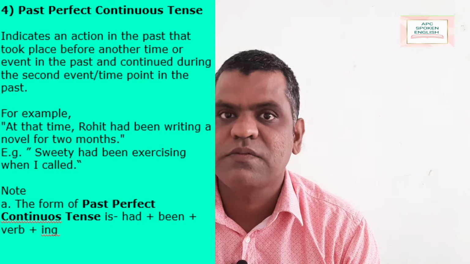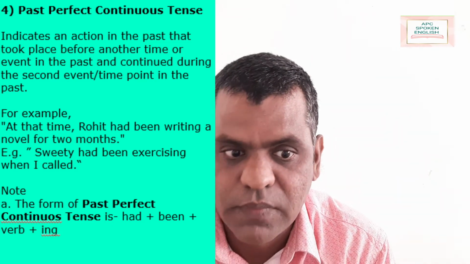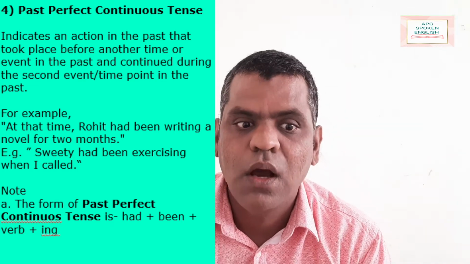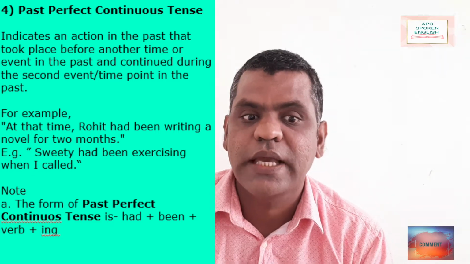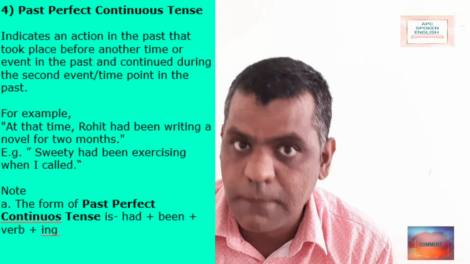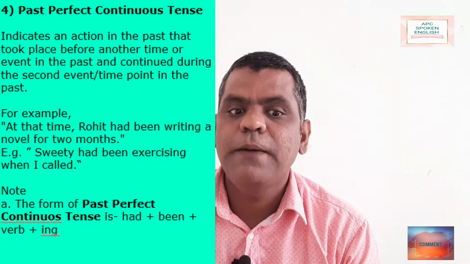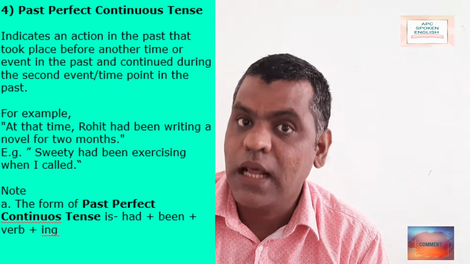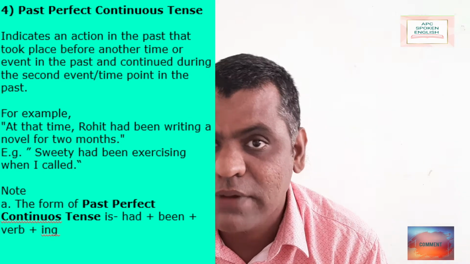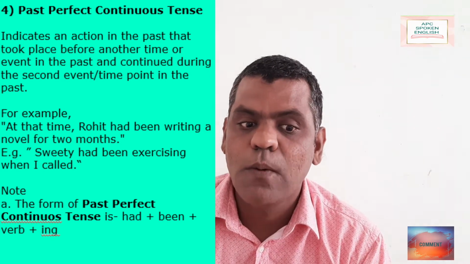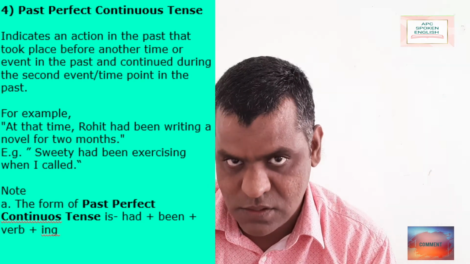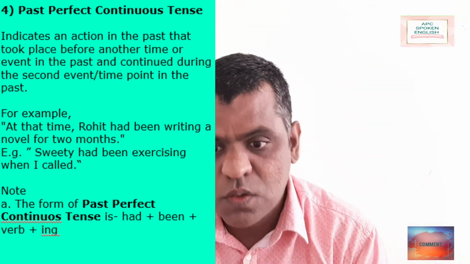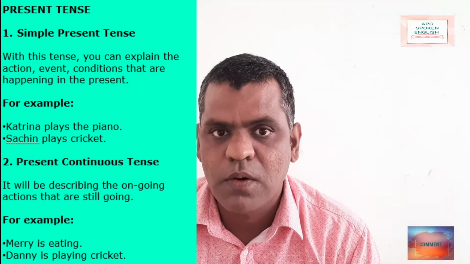So let us come to the past perfect continuous tense. It indicates an action in the past that took place before another time or event in the past, and continued during the second event time point in the past. For example, at that time Rohit had been writing a novel for 2 months. Had been writing, keep in mind. Then another example, Sweetie had been exercising when I called. Had been exercising. So the past perfect continuous tense verb form is had plus been plus verb-ing, that we have to keep in mind. So all this is about whichever has happened.